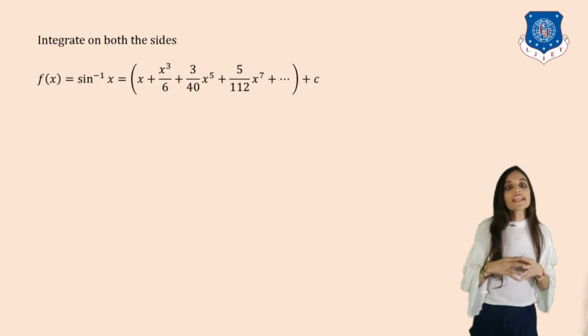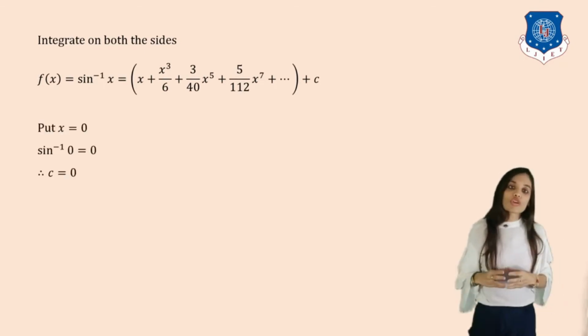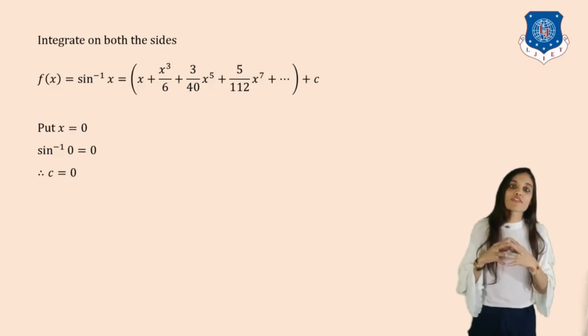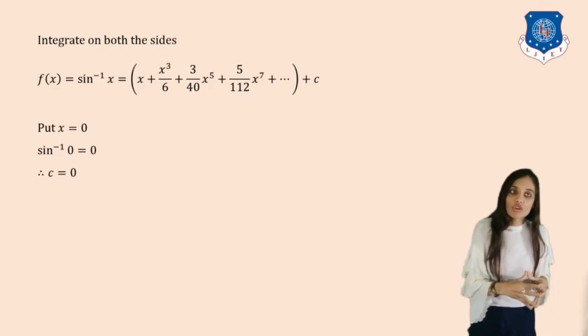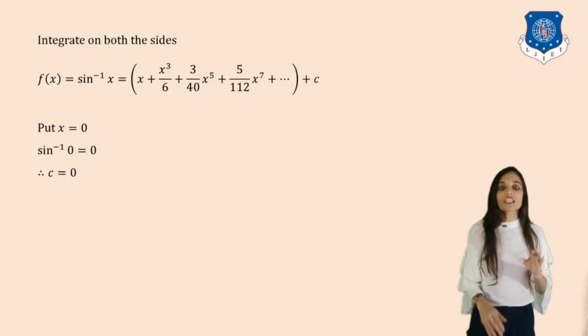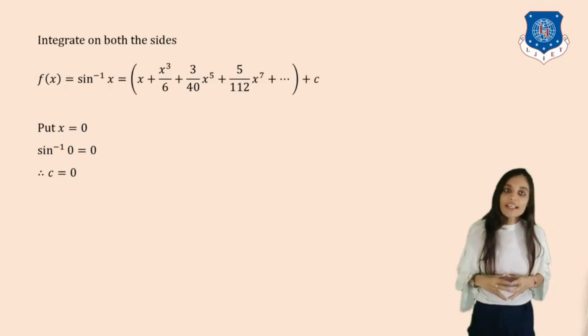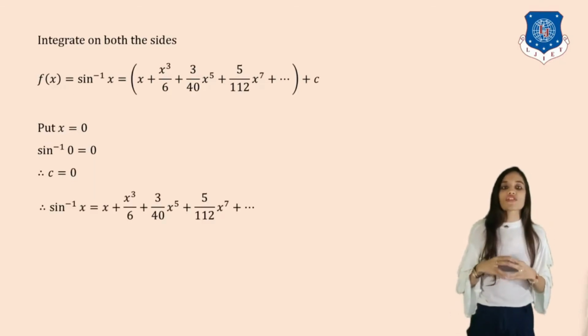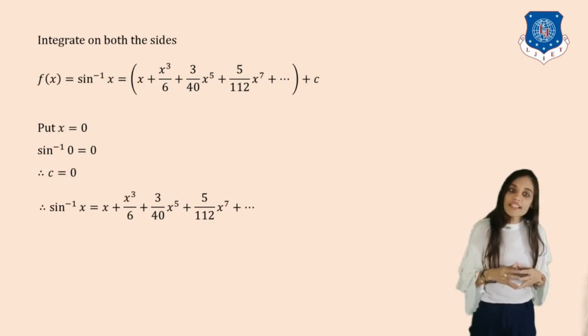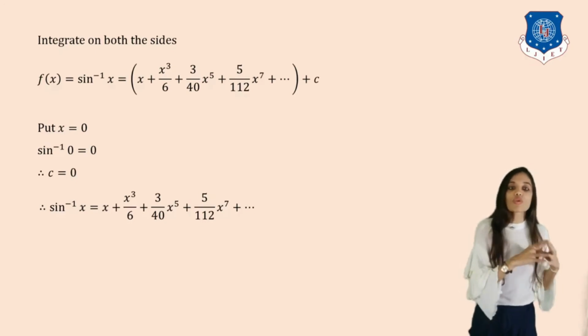Now in order to find the value of c, we will replace x by 0. So we put x as 0, therefore sin inverse of 0 is equal to 0. So finally our value of c is 0. So finally the series expansion of sin inverse x is equal to x plus x cube by 6 plus 3 upon 40 x raised to 5 plus and so on.